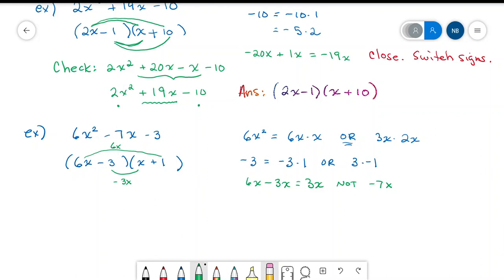So this particular factorization is wrong. Now we need to be careful here. We can't throw out 6x times x yet because we still need to try switching the 1 and the 3. So I'm going to do that now. We'll put 6x minus 1 and x plus 3. So we know the previous one is wrong. Goodbye. Now we're going to check outer.